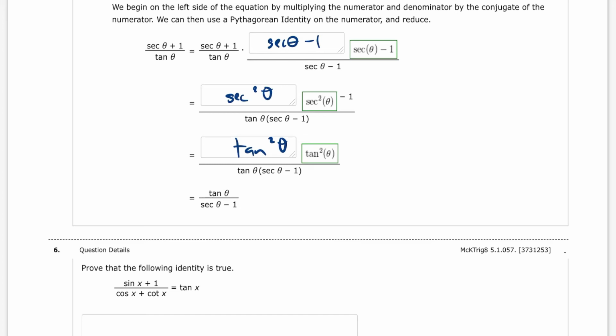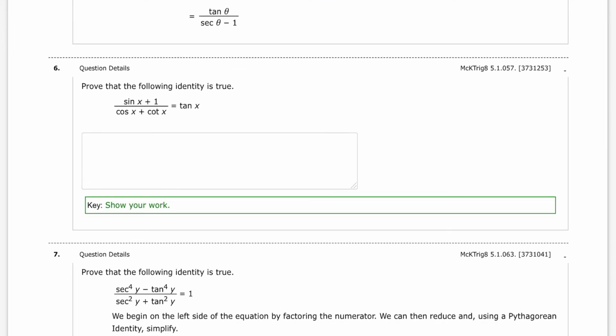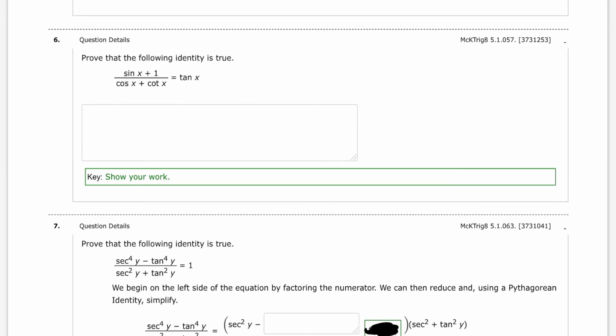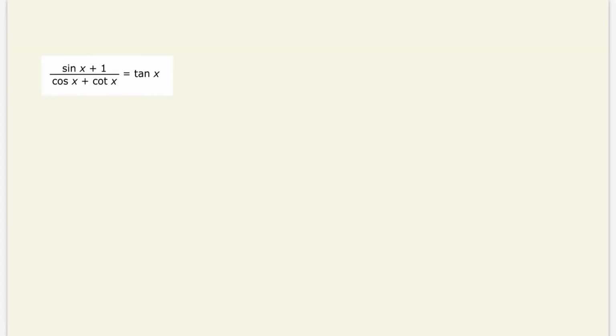All right, and that does it. For number 6, it looks like they want us to do it from scratch. So let's work on the left-hand side. And it's over here. Let's work on the left-hand side.